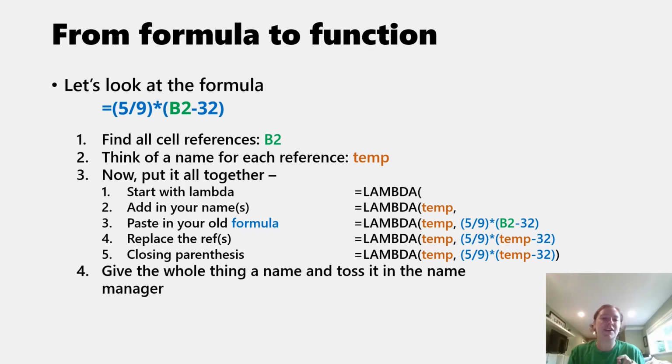Don't worry about it. For step 4 here, you see we replaced the references. And so we're going to replace each reference with whatever the friendly name for it was. So I'm going to go look through it, read it, straight across. And here where I had B2, I just replaced that with the word temp. After that, I just have to close the parentheses, and that lambda is fully defined.